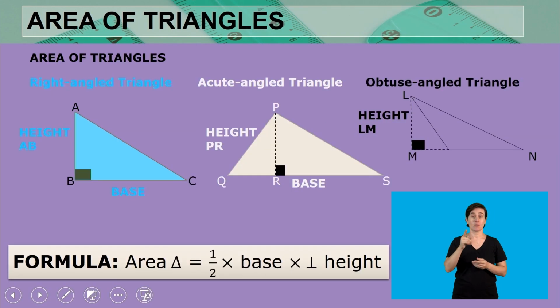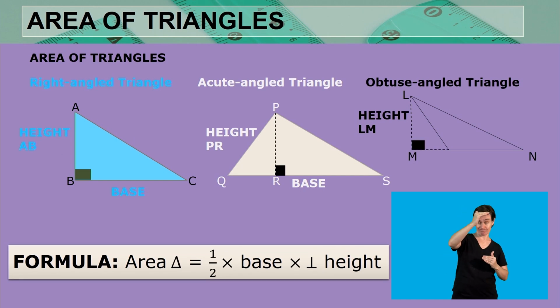Let's look at some pre-knowledge practice. Remember the area of triangles: when we are working with the area of triangles, we are looking at the height of our triangle, so it's important for us to know which one is the height. In a right angle triangle, the height is perpendicular to the base. In the first triangle, the height will be AB. And in the second triangle, which is an acute angled triangle, the height will be PR.